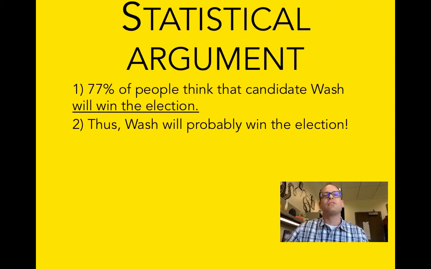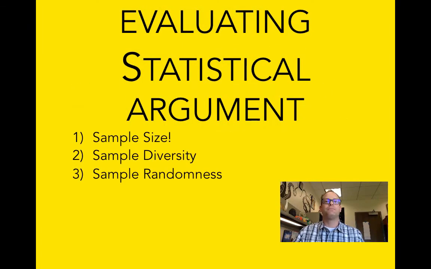Okay, next up we have statistical arguments. These are arguments that tend to be, well, they're similar to polling, right? Whenever you're watching an election, they'll say, oh, you know, with a certain number of the precincts reporting, we project so-and-so as the winner. What this means is we're taking a portion of a bigger population, and then we're going to try and generalize on the bigger population on the basis of what we found out about a smaller portion of that group. So here we go. 77% of people think that candidate Wash will win the election. Thus, Wash will probably win the election.